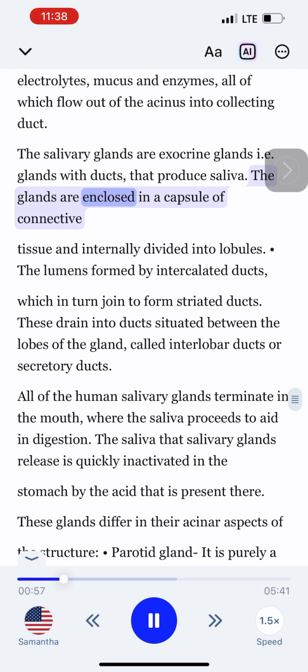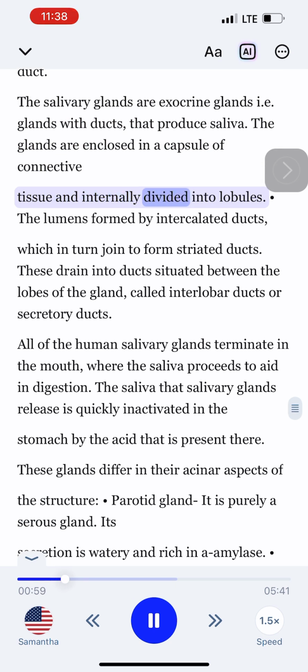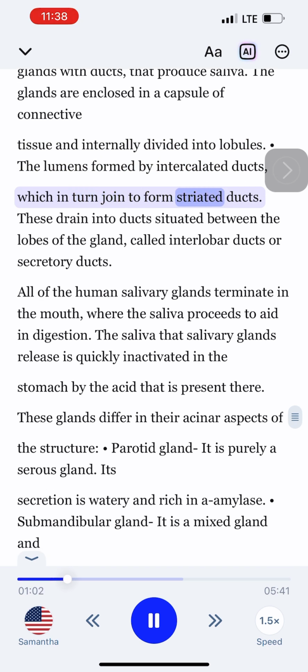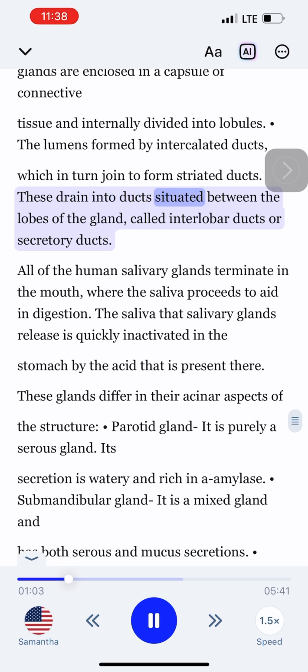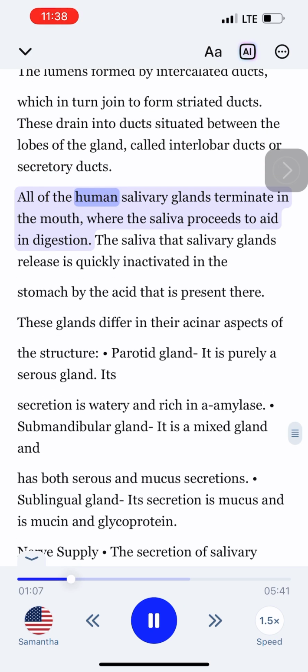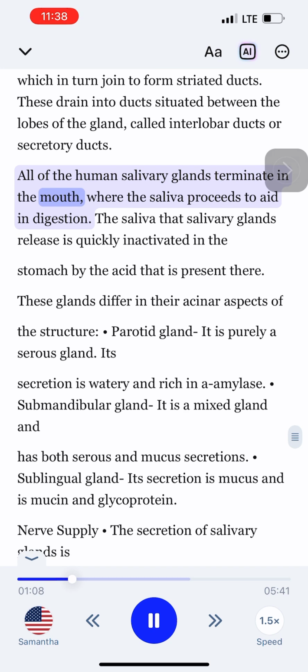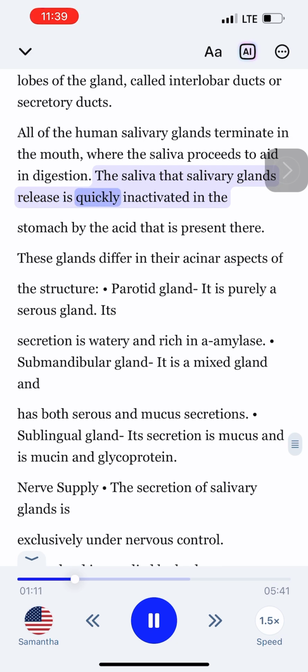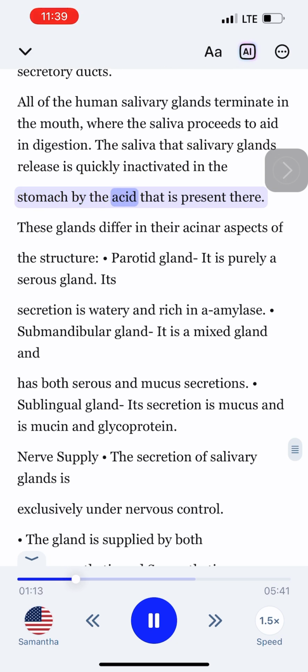The glands are enclosed in a capsule of connective tissue and internally divided into lobules, the lumens formed by intercalated ducts which in turn join to form striated ducts. These drain into ducts situated between the lobes of the gland, called interlobar ducts or secretory ducts. All of the human salivary glands terminate in the mouth, where the saliva proceeds to aid in digestion. The saliva that salivary glands release is quickly inactivated in the stomach by the acid that is present there.